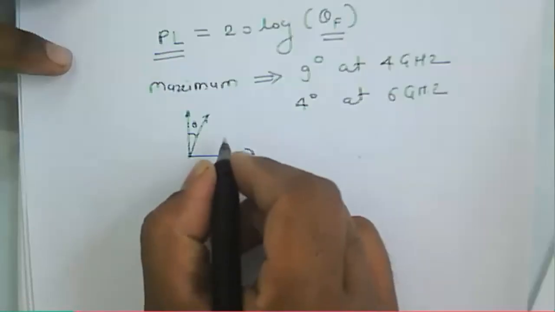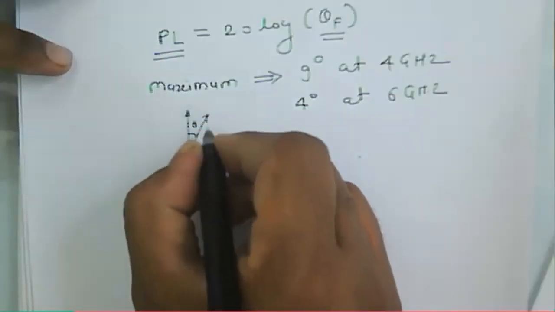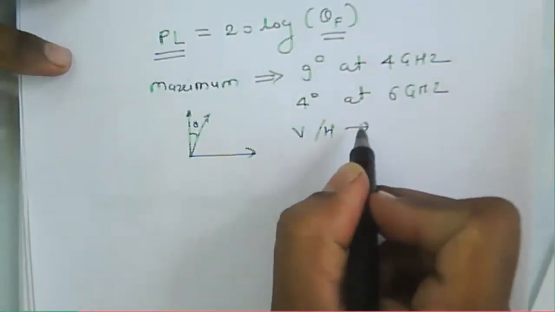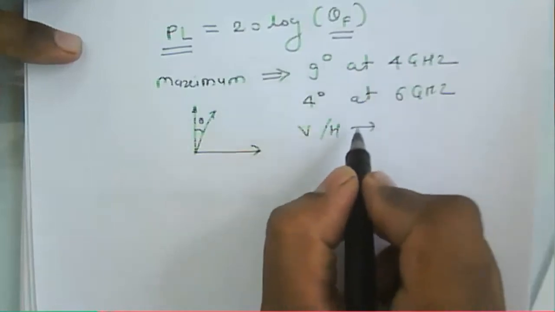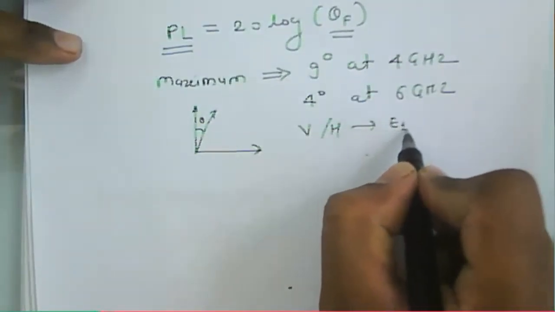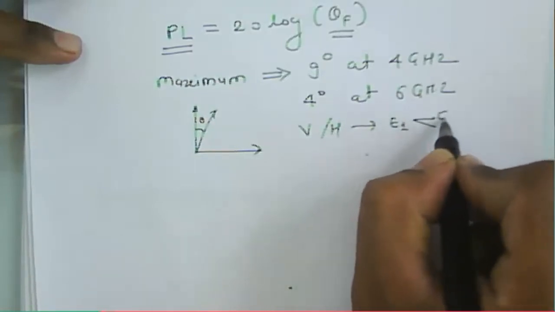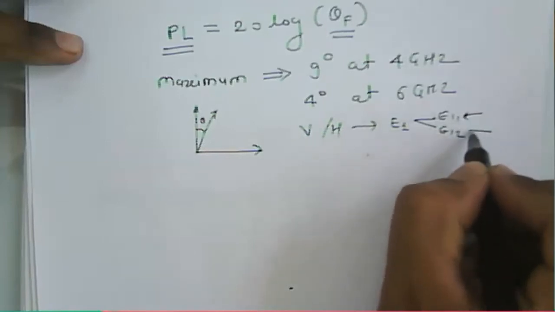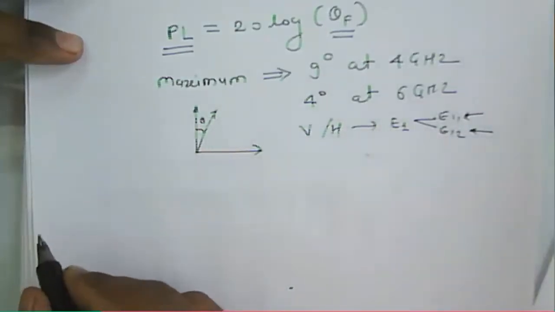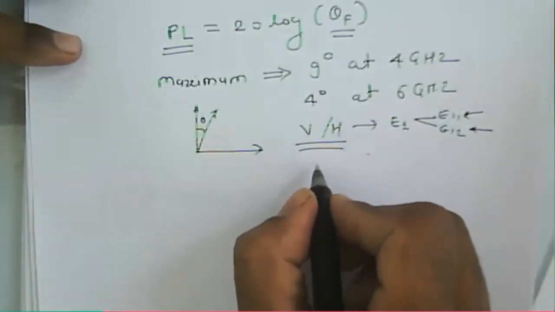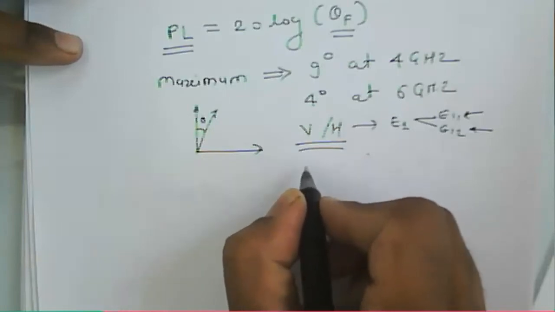And if you consider the linear polarized component, meaning vertical polarization or horizontal polarization, in that case it has a copolar component and a cross-polarized component. Suppose I say E1 is a component, so we'll get E11 and E12. That is the copolarized component, and this one is the cross-polarized component. So instead of vertical and horizontal polarization, we can use circular polarization.